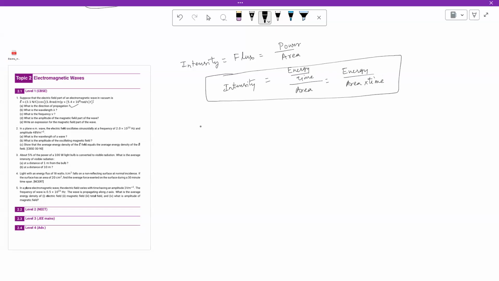In the case of electromagnetic waves or photons, energy is related as PC, so momentum into velocity, right? Energy equals momentum into the speed of light. So this is PC. These are the things that we have to remember. Please note this thing down. The rest of the questions use these things. Okay, sir.